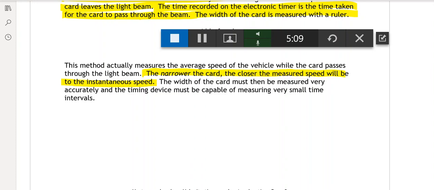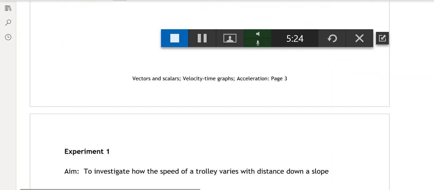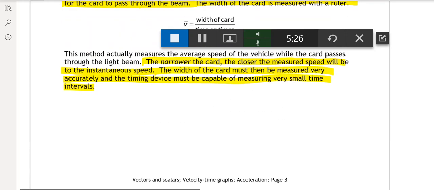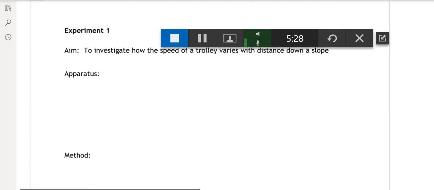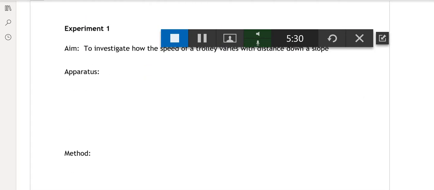The width of the card must be measured very accurately. And the timing device must be capable of measuring small time intervals. So if it was to go into milliseconds, that would be much more useful. There is an experiment here which we will have a look at during this period or next period.